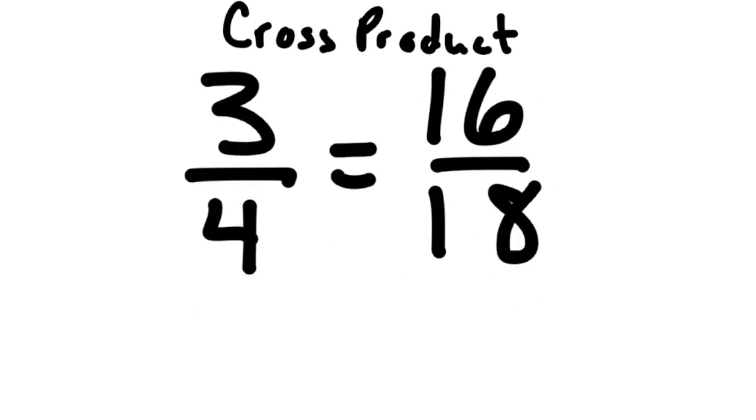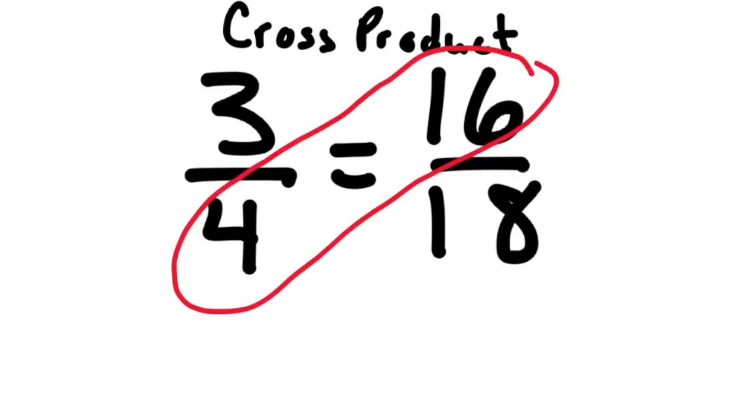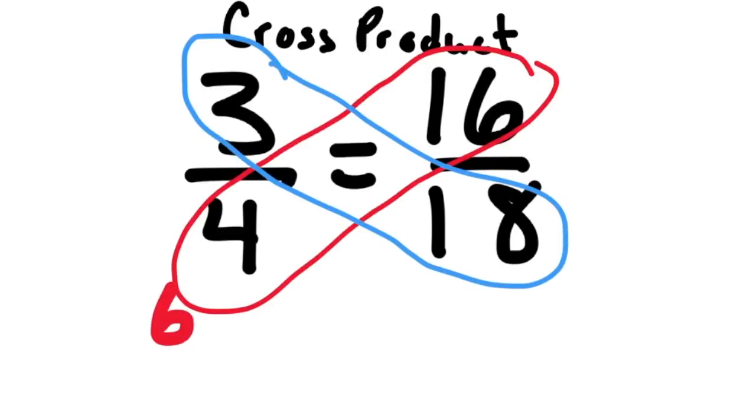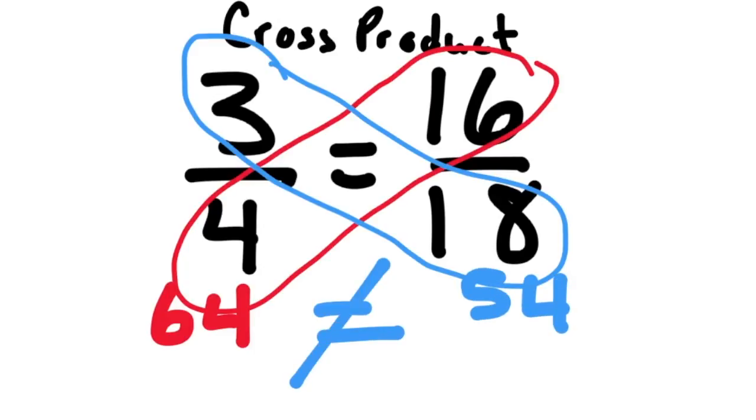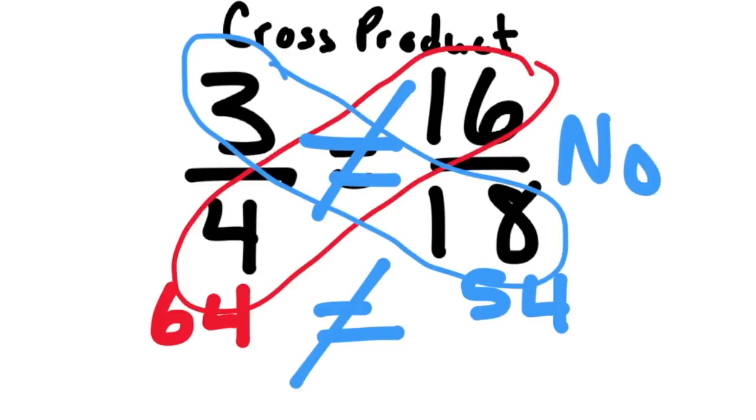Alright, are 3/4 and 16/18 equal? You could simplify both of them, or you can use the cross product. When I cross multiply 4 times 16, that's 64. When I cross multiply 3 and 18, that's 54. 64 is not equal to 54. These are not in proportion. They're not equal ratios.